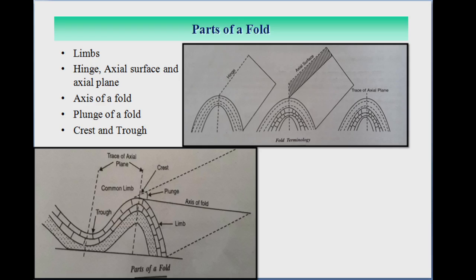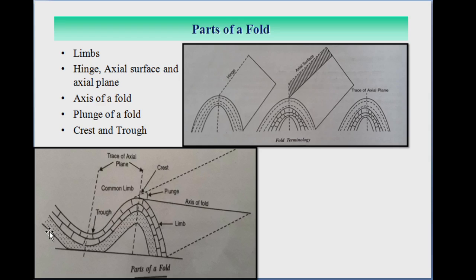In the figure you can see that here is a limb, the side of this fold. This is called a limb. If we consider only this part, then it contains two limbs. But if these folds occur in a group, then it contains a middle limb which is common to both the folds. So here is the common limb.